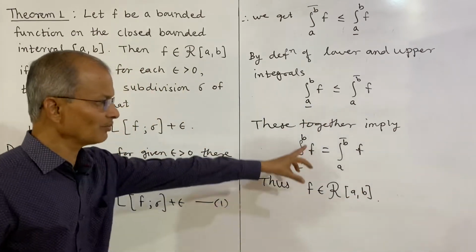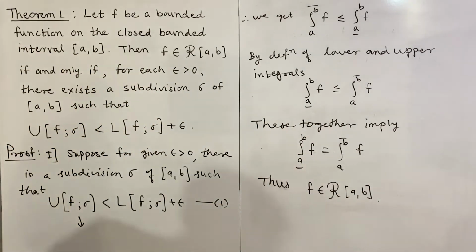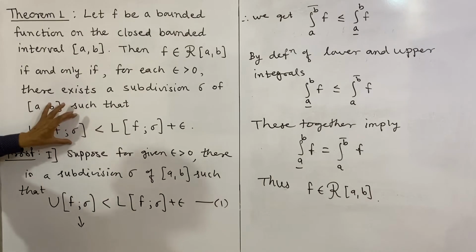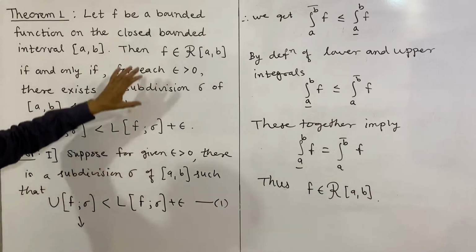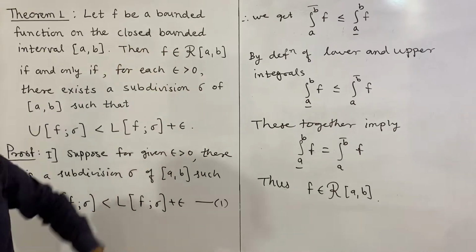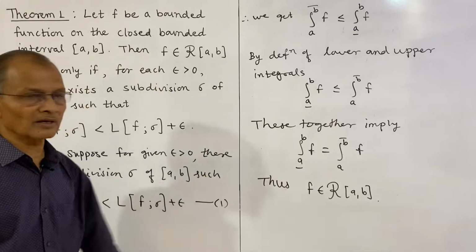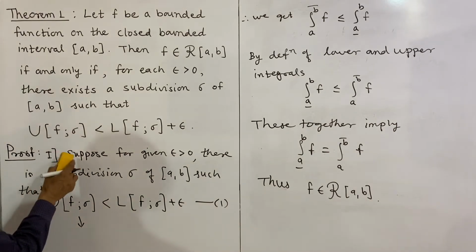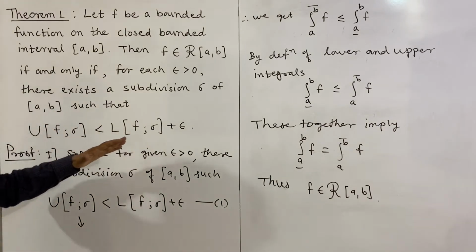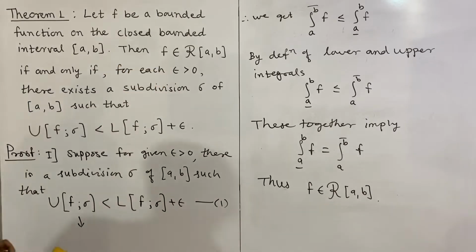So this is the notation for a Riemann integrable function. So this proves the first part. Assuming this inequality, upper sum is less than lower sum plus epsilon, we have proved f is Riemann integrable. That means its lower integral is equal to the upper integral. Now we shall consider the other part. That means we shall assume f is Riemann integrable.